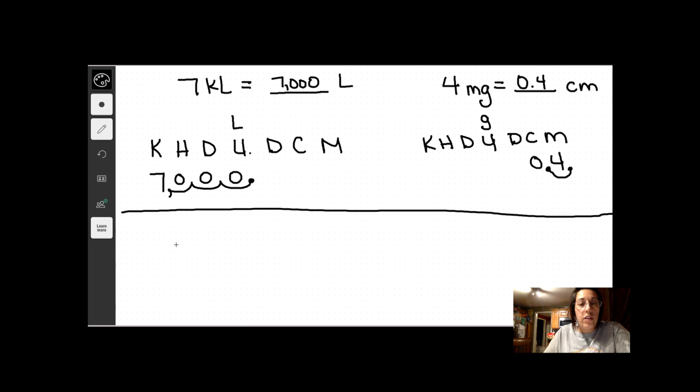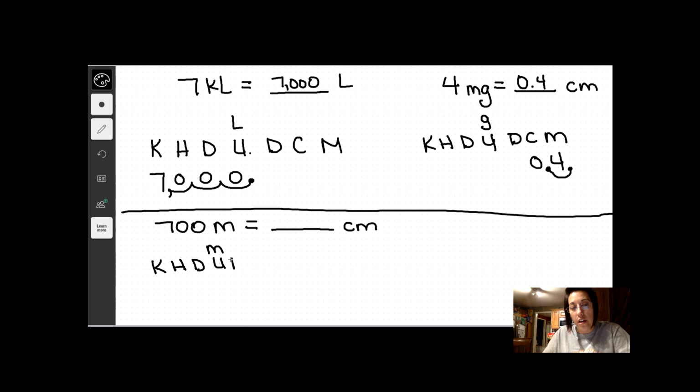Okay, let's look at 700 meters. And I want to know how many centimeters that would be. Okay, so I draw on my chart. King Henry died unusually. That's meters this time. Drinking chocolate milk. Okay, we have 700 meters. That means the last digit ends there.